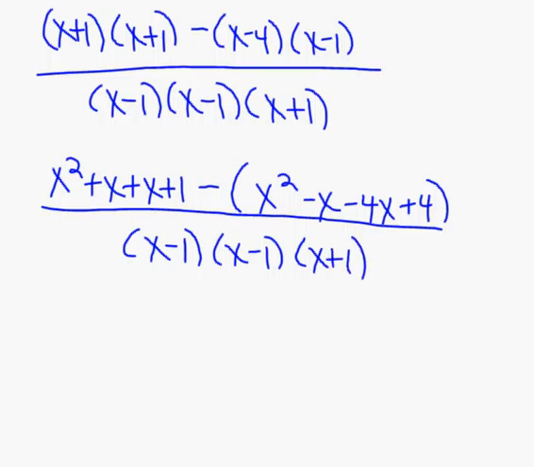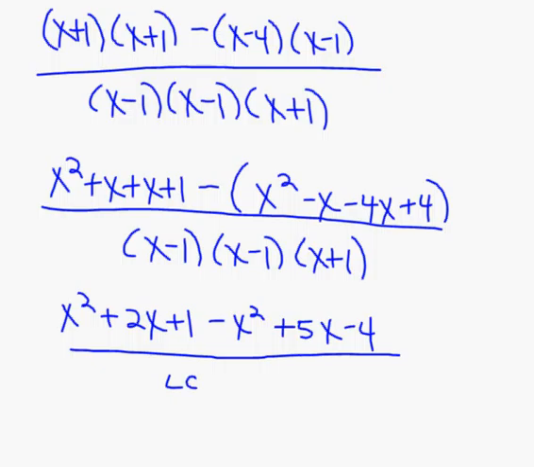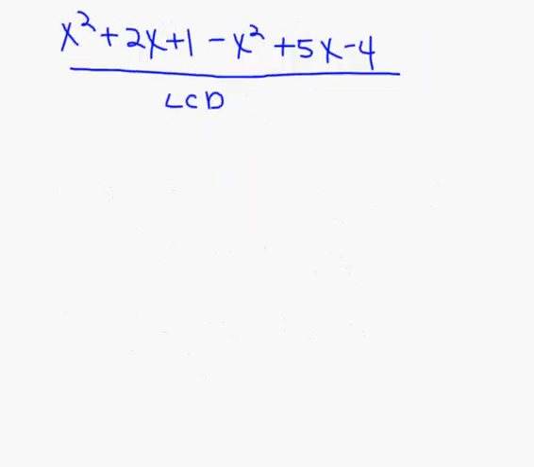Okay, so now I'm going to, in the next step, change my signs behind the subtractions and collect my like terms here. So I have x squared plus 2x plus 1 minus x squared, and minus x minus 4x is minus 5x. I'll collect those two. That's minus 5x. Subtract a negative 5x, and it's plus 5x minus 4 over, I'm just going to say my LCD here.